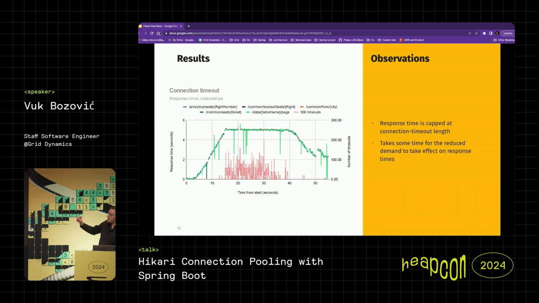The results may not shock you, but as we can see, as the demand builds up, so does the response time. So the left axis is response time in seconds, and the bottom axis is time from the start of the experiment. As the demand builds up, the pool is able to keep up with demand for a while. Then we have these red dotted lines, which are our connection timeout exceptions. And we can see, importantly, that our response times are capped at 5 seconds.